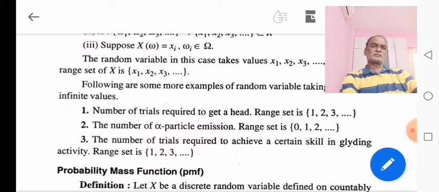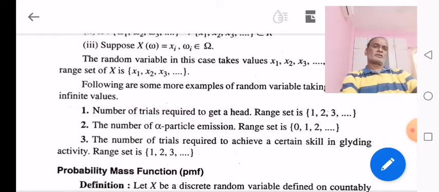Second example, the number of alpha particle emissions, range set is 0, 1, 2, 3, and so on and so forth. Sometimes there will not be any emission of alpha particles, so the range set will take value 0. If one particle is emitted, it will take value 1, 2, and so on and so forth. Next example, the number of trials required to achieve a certain skill in gliding activity.